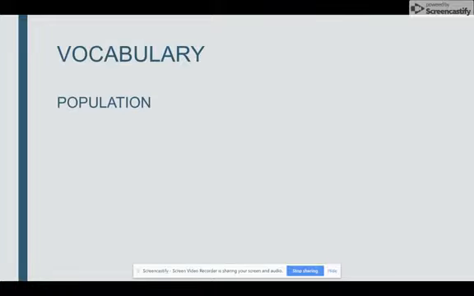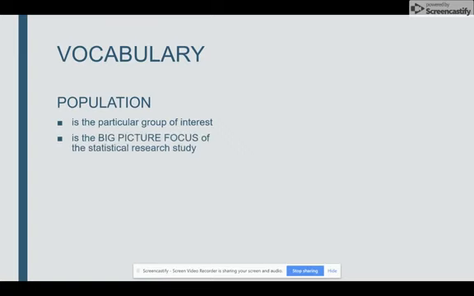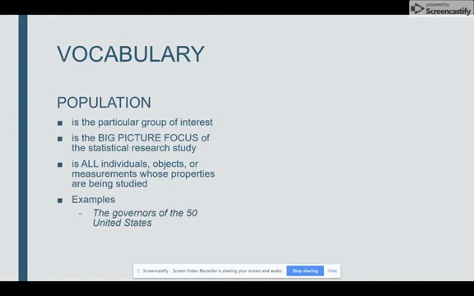Whenever you're conducting a statistical research study, you have what's called the population, or a particular group that you're interested in. I think about the population as being the big picture focus of the statistical research, and it includes all of the individuals, objects, or measurements whose properties are being studied. An example might be the governors of the 50 United States.